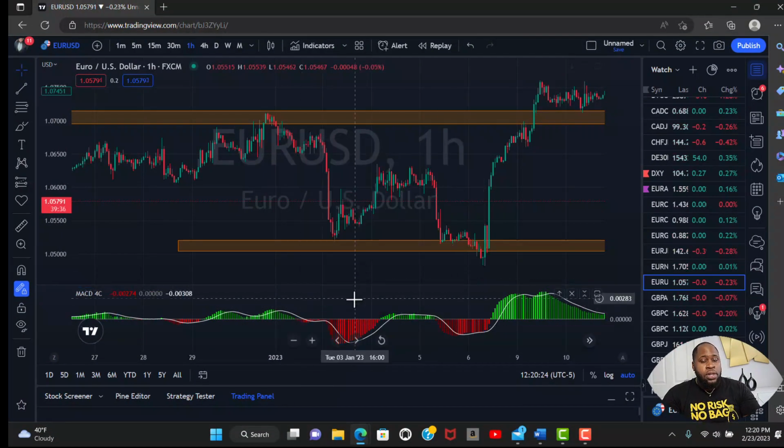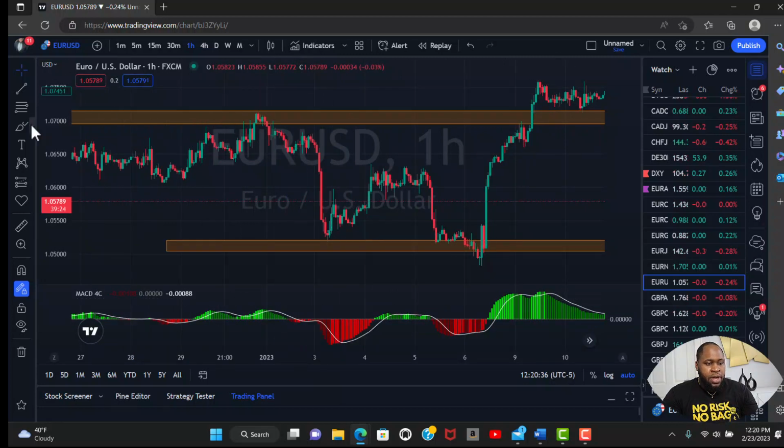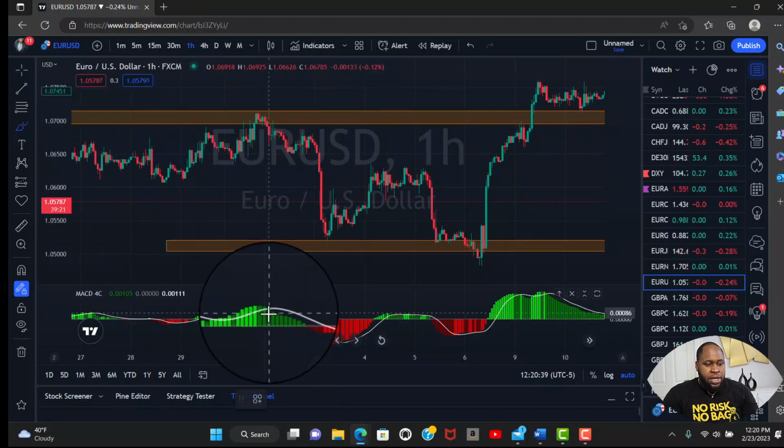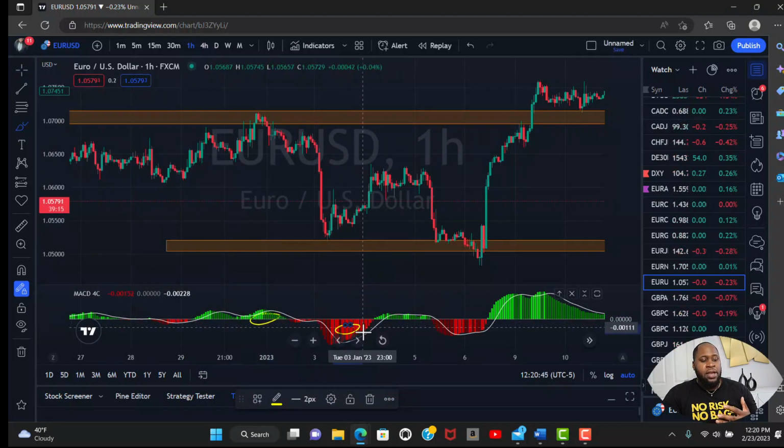Now, when you're looking at the MACD, there's a lot going on, but it's very important that we understand what the things are piece by piece. So you have, first of all, your histogram. These green bars over here, as well as these red bars over here, are indicators to let you know whether the market is currently trending upwards or currently trending downwards.